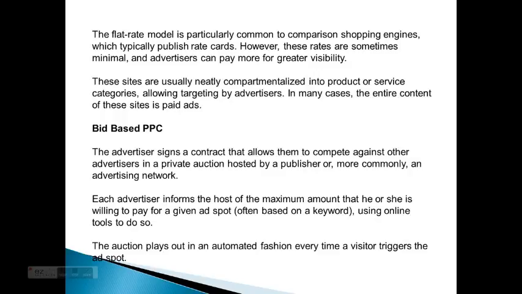Then there's bid-based PPC, where the advertiser signs a contract that allows them to compete against other advertisers in a private auction hosted by a publisher, or more commonly an advertising network. Each advertiser informs the host of the maximum amount that he or she is willing to pay for a given ad spot, often based on a keyword, using online tools to do so. The auction plays out in an automatic fashion every time a visitor triggers the ad spot.